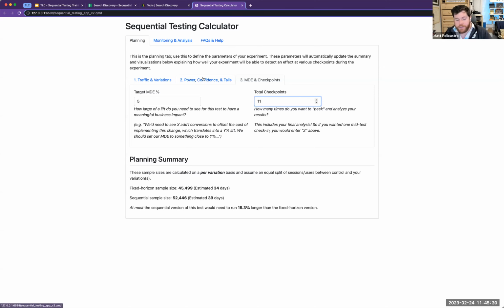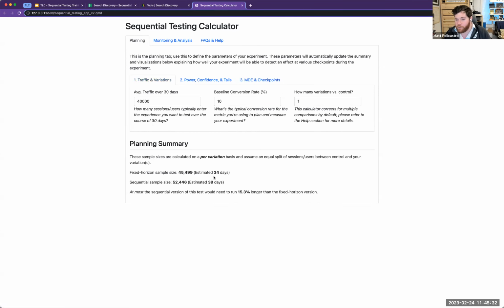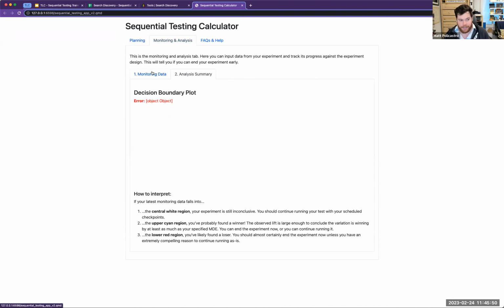But we've now designed our experiment, which is that we have an estimated runtime. We know how much sample we're looking for. We've planned the number of checkpoints that we need to be able to look at for us to make conclusions based on our experiment. And now we've launched it. Hooray, we've gotten to launch, we've checked it, we've made sure that nothing weird is happening technically, data is flowing in, all things are going well. And that's when we get to switch into monitoring and analysis.